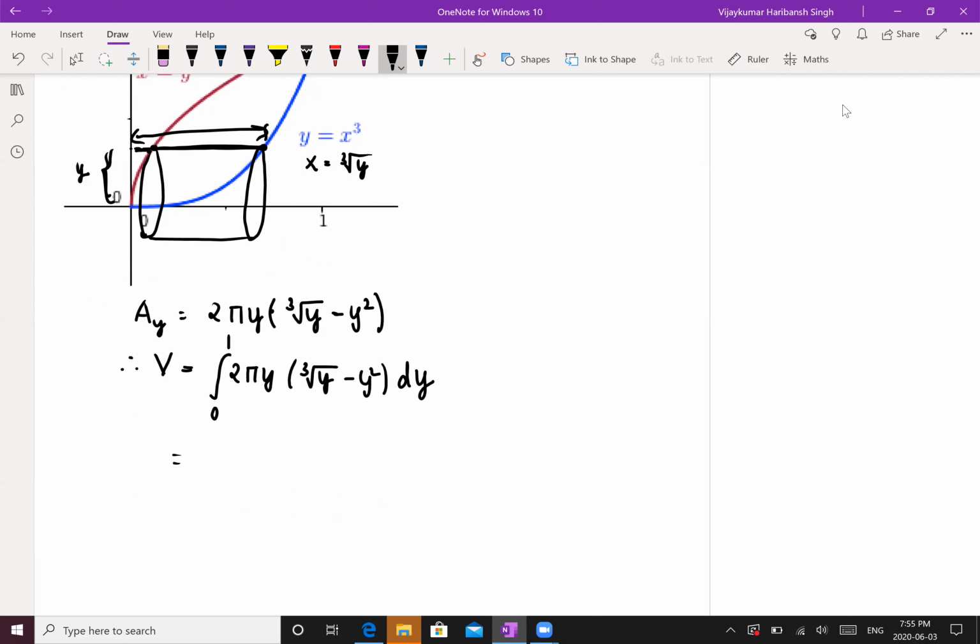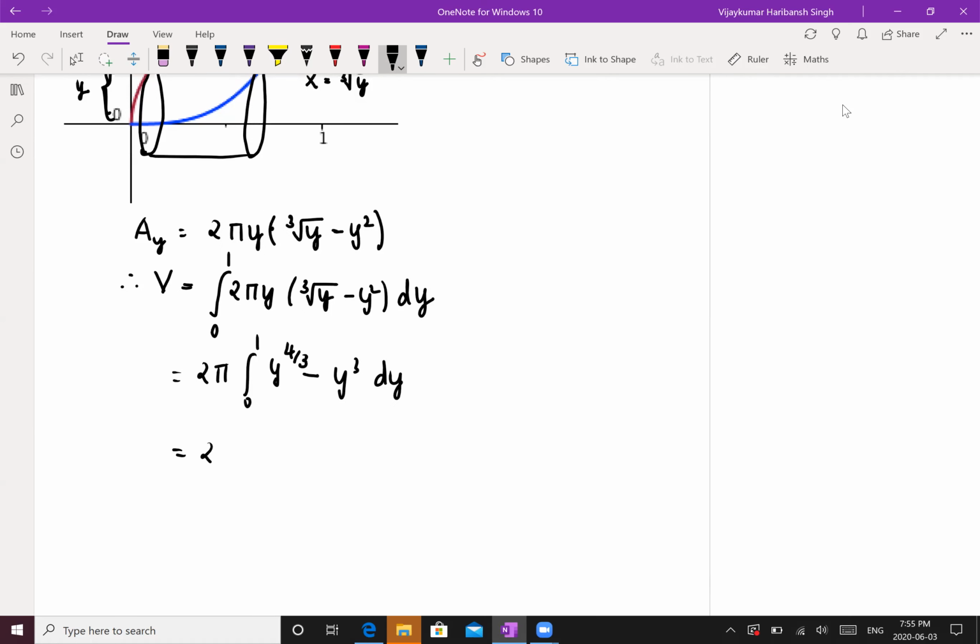Now you can take 2 pi outside, integral from 0 to 1, y to the power cube root is the same as 1 by 3. So 1 by 3 plus 1 is 4 by 3, minus y cubed dy. Now when you integrate this, this is going to be 2 pi. The integral of this is going to be y to the power 7 by 3 divided by 7 by 3, which is the same as multiplying by 3 by 7, minus y to the power 4 divided by 4.